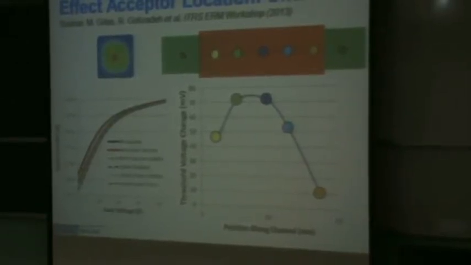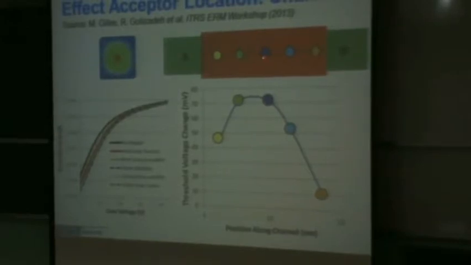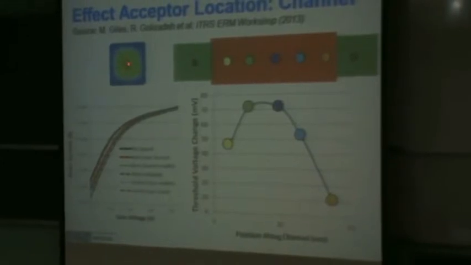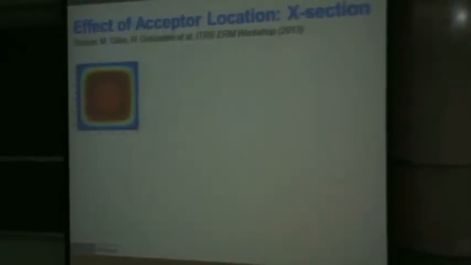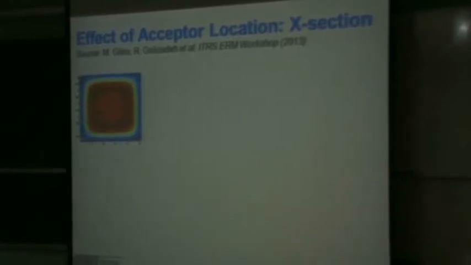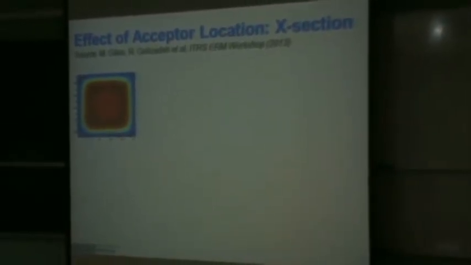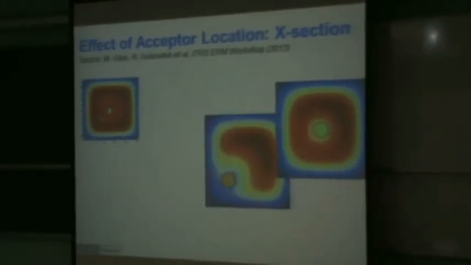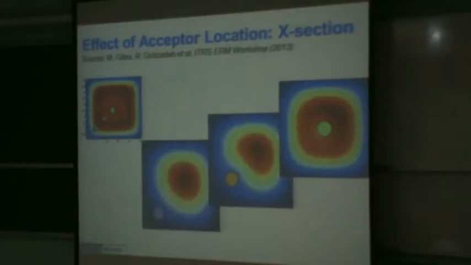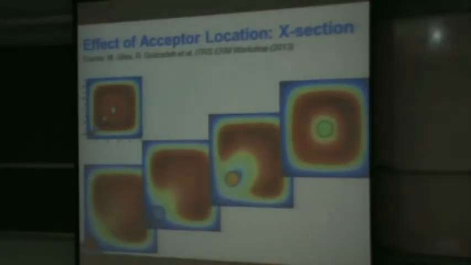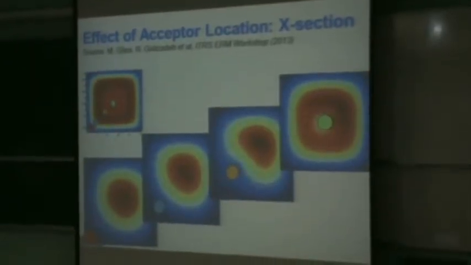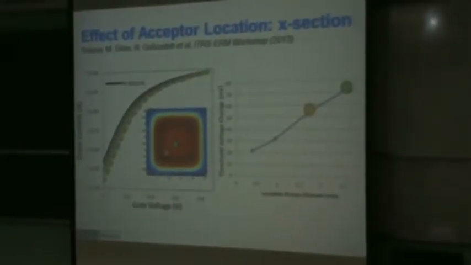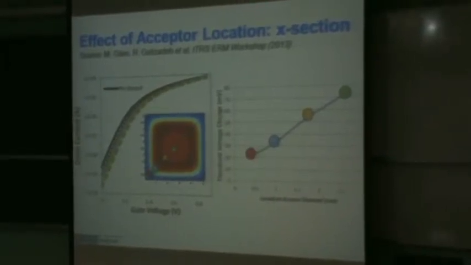We're going to do this same thing, except instead of moving the dopant from source to drain, we're just going to keep it in the middle of the channel, but move it along the cross section. What I'm showing here is how the electron density compensates for having a dopant right in the middle, and as we move it to the side. And as you might guess from these pictures, obviously having the dopant in the middle of the channel is going to have a bigger effect on VT, and that's what we see. As you move it more to the edge, it has less of an effect, but it still has an effect.